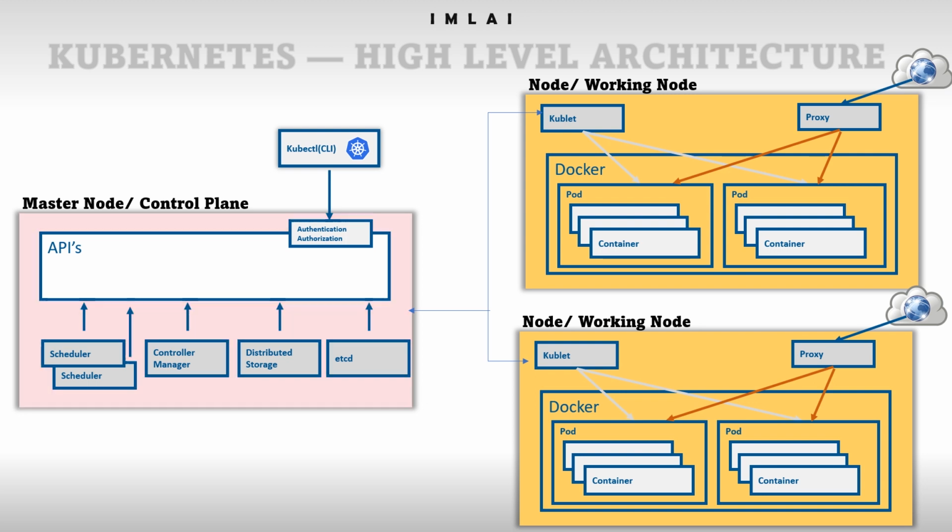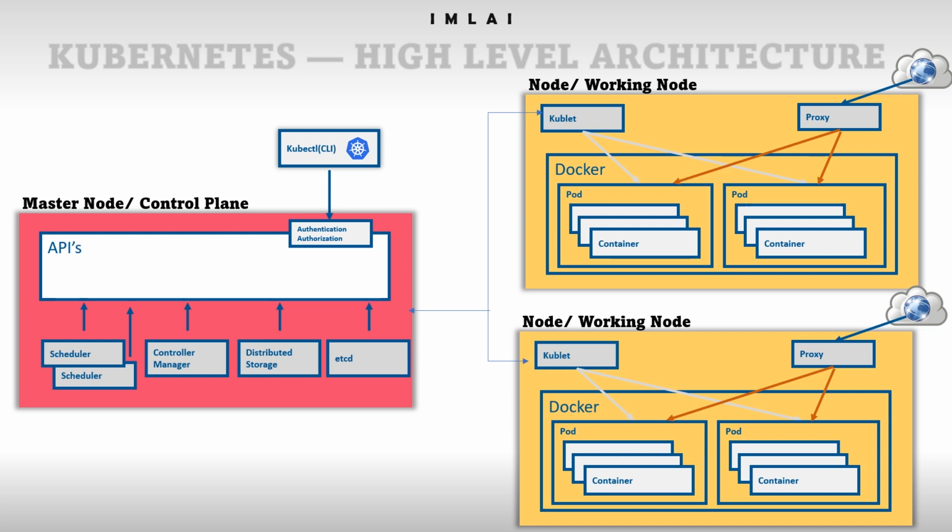So we have components such as an API server, which provides a JSON over HTTP API. The API server is a component of the Kubernetes control plane that exposes the Kubernetes API. The API server is the front end for the Kubernetes control plane. The main implementation of a Kubernetes API server is kube-apiserver.